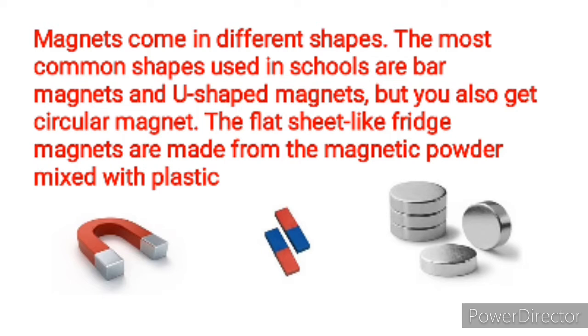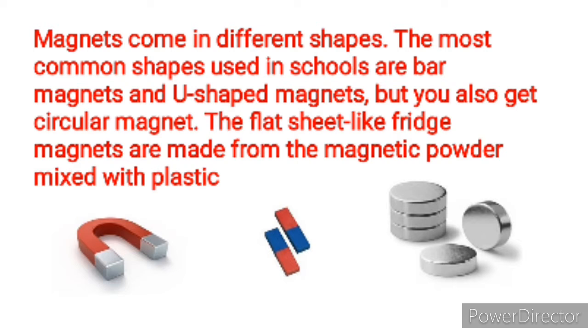magnets come in different shapes and sizes. Okay, the most common shapes used in school are the bar magnet and the U-shaped magnet, which you can see here. But you also get circular magnets. Okay, the flat sheet-like fridge magnets are made from magnetic powder mixed with plastic. You know, in ancient times, magnet was discovered through a material which we call lodestone. Okay, it is from this lodestone material, or magnetite, that you can grind it into powder and mix it with plastic so that it can have some energy of its own too.